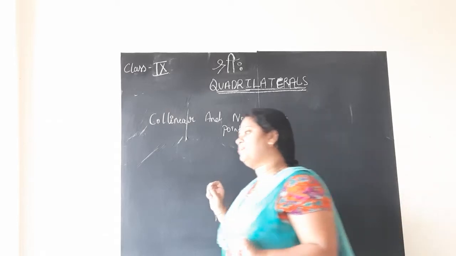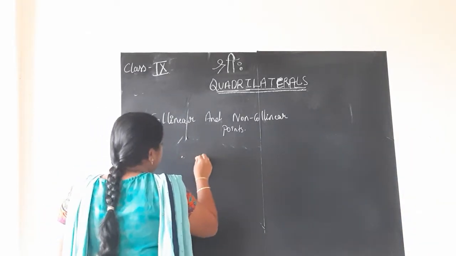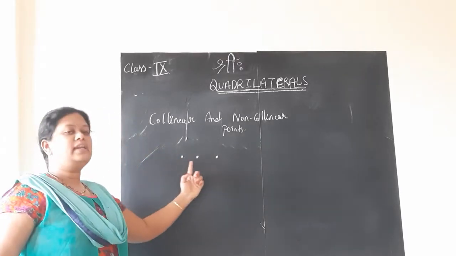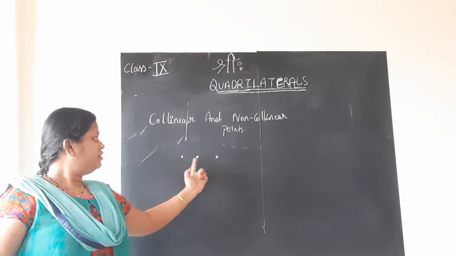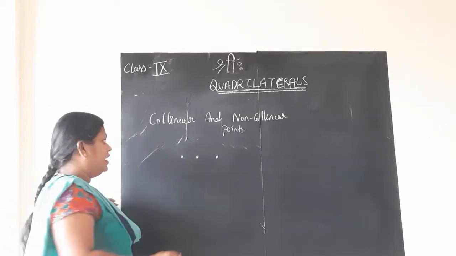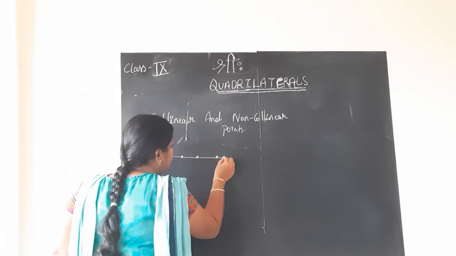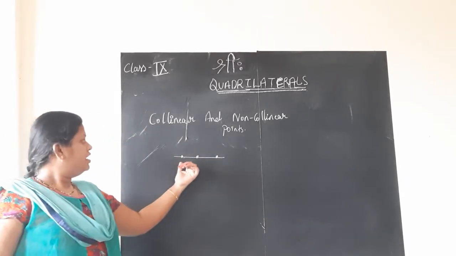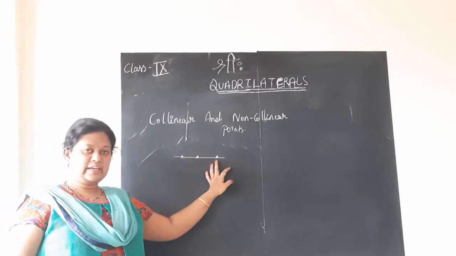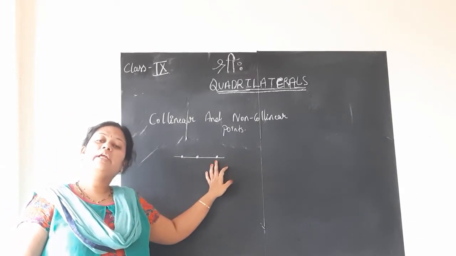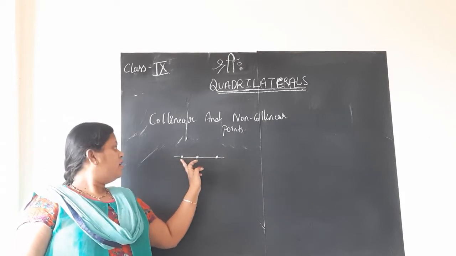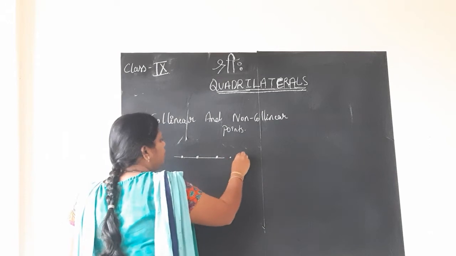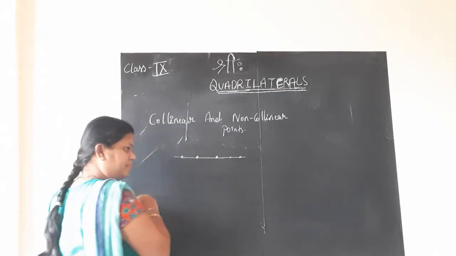If the 3 points are in a straight line, and when you join them, it becomes a straight line. If the 3 points are in a straight line, such points are called collinear points. On joining 3 or more collinear points, what you obtain is a straight line.